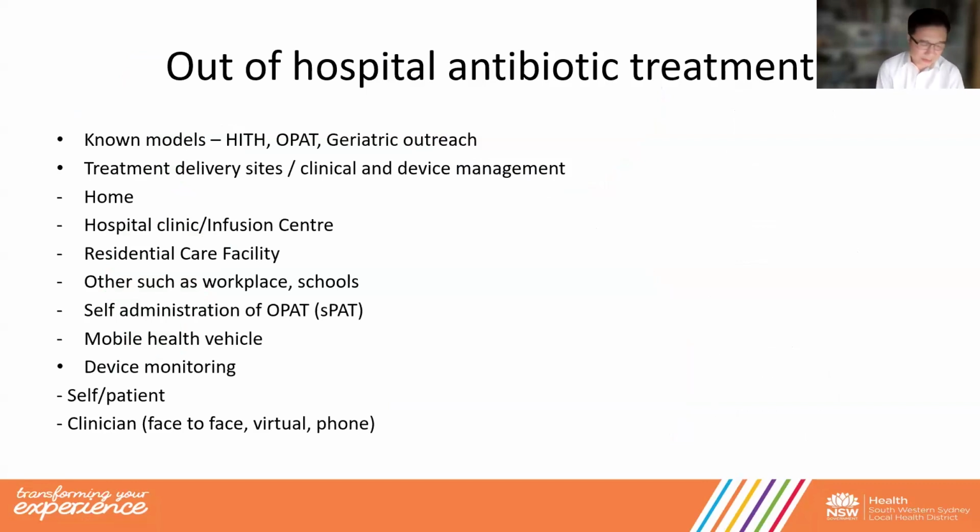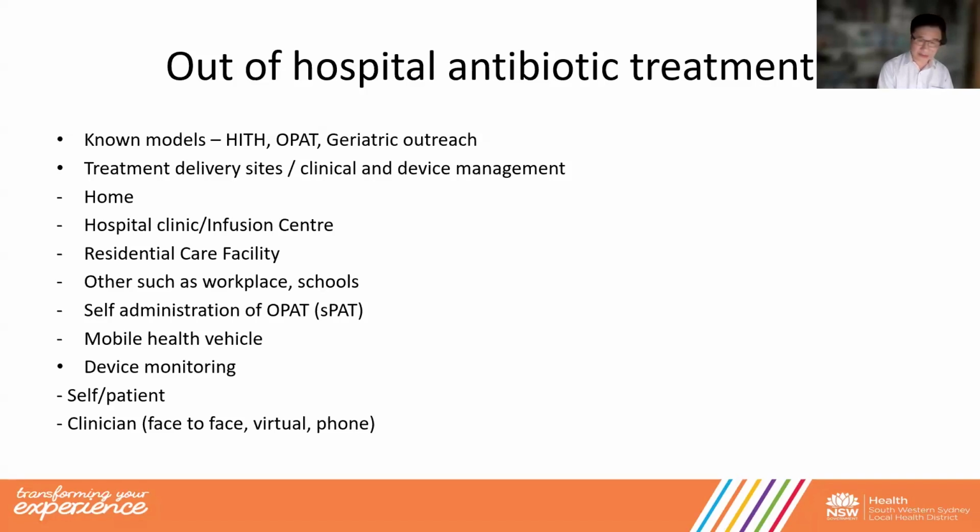Before I start, I'd like to provide a brief overview about our hospital antibiotic treatment. The main models are HITH and OPAT. There are some differences in how these models are organized, but the management with regards to vascular access device are similar. In this talk, I will refer to out-of-hospital treatment as HITH, which is the term we use in Australia. Treatment delivery can occur in various settings, including the home, hospital clinic or infusion center, or even a clinic elsewhere, residential care facility, and others such as workspace or schools. There's also the self-administration of OPAT aspect.